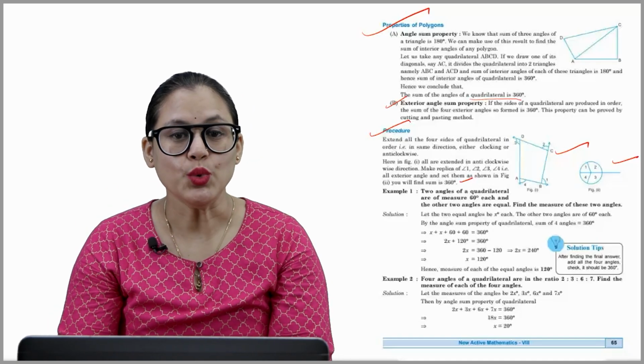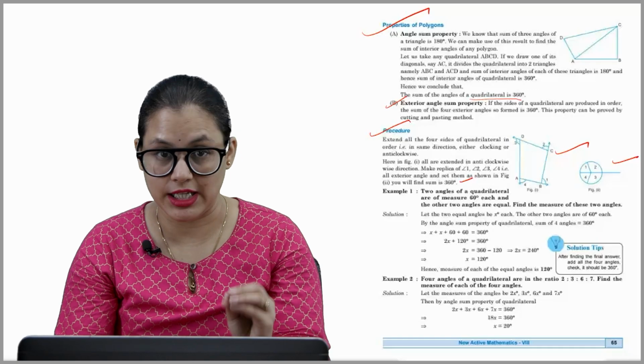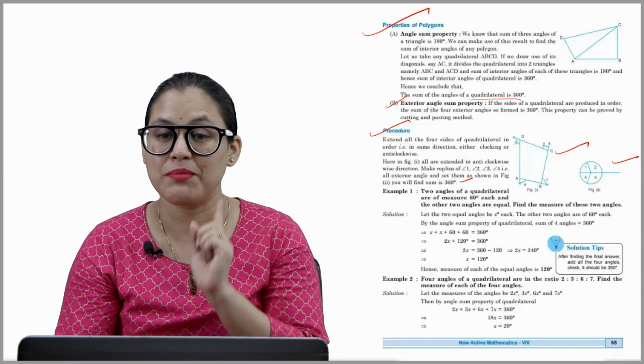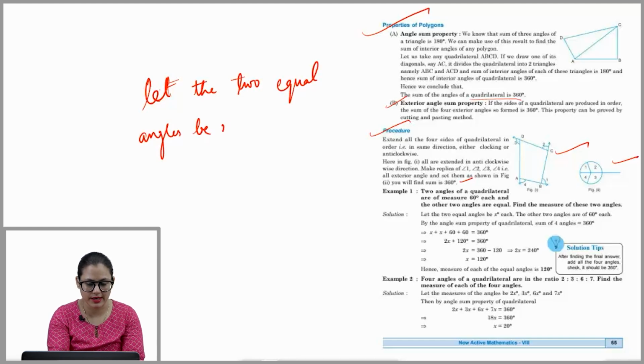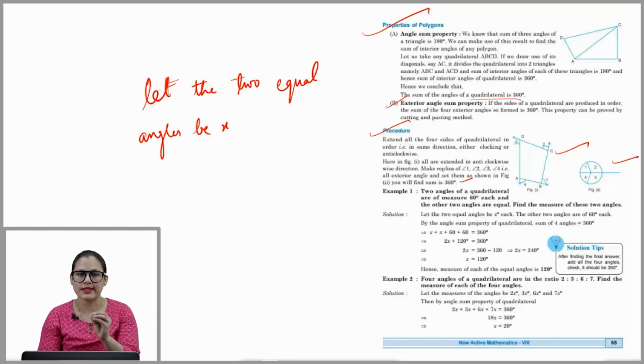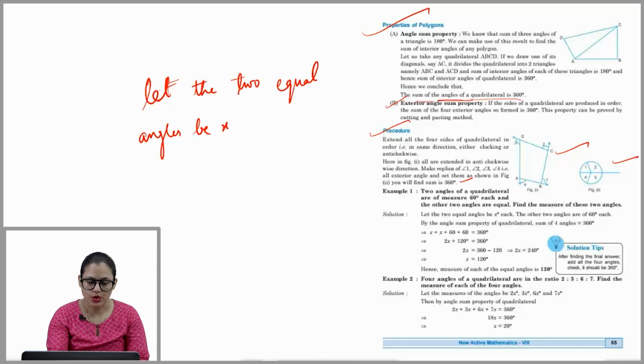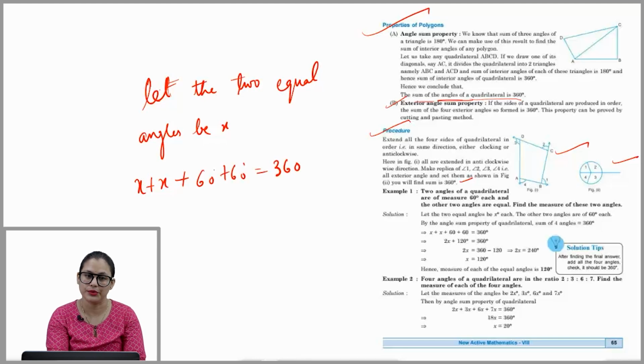Let's do example 1. Two angles of a quadrilateral are of measure 60 degrees each, and the other two angles are equal. Find the measure of these two angles. Okay. So we will let the two equal angles be x, and the two other angles are 60 degrees each. So by the angle sum property of quadrilateral, which we have learnt here, the sum of the angles of a quadrilateral is 360. Two angles are equal, x plus x, and two angles are of 60 degrees. 60 degrees plus 60 degrees is equal to 360, right?